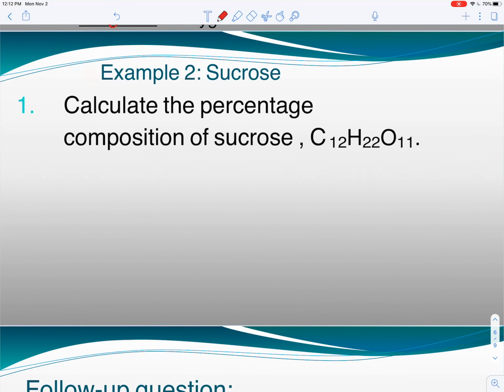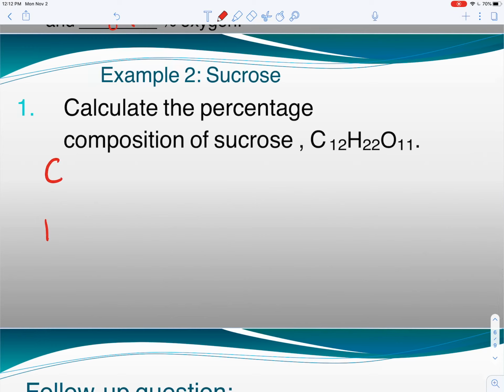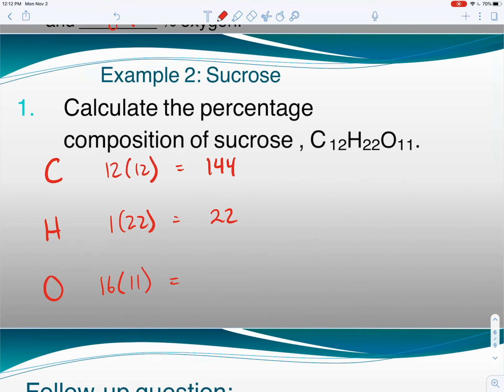All right, let's do another example here. Sucrose, this one's a little bigger, C12H22O11. So again, break it up by element. Carbon, I know the atomic mass is 12, and I have 12 carbons, 144. Each hydrogen is 1, and here I have 22 of them, so that's going to be 22. Each oxygen is 16, and there are 11 of those. That's going to be 176. If I combine all of these together, I get a molar mass of 342 grams per mole.